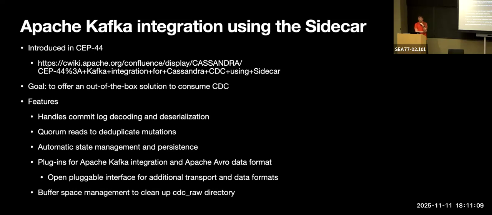CEP-44 is the document that we wrote and had approved by the community to implement that feature. Basically, all of those limitations that we spoke about before, it's trying to shove them into the sidecar. So sidecar will take care of retrieving the commit logs from the Cassandra nodes, parsing them, deduplicating them, making sure that the quorum is met, and publishing them to whatever transport layer we choose. The initial implementation will support Kafka, but that's basically an interface. Just pick your own poison and implement the interface.